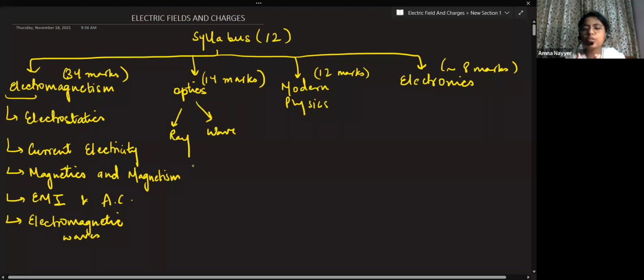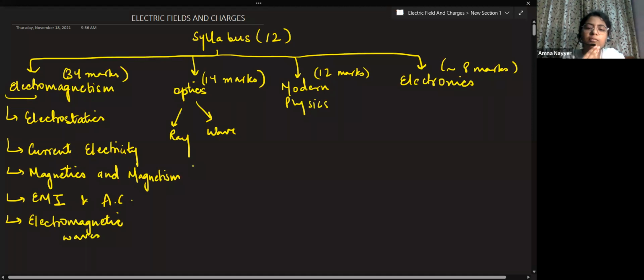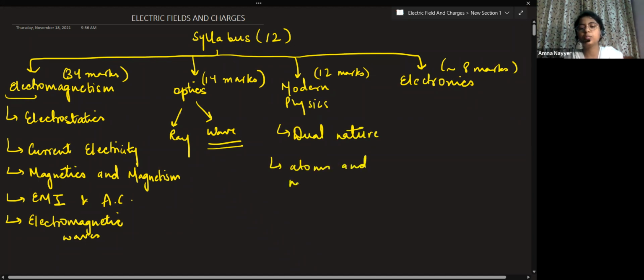Few portions of wave optics, like phenomena of stationary waves and a few basics of waves, you have already studied in your 11th standard when you must have done oscillations and waves. So wave optics is just an extension of it. Then in modern physics, we have dual nature of matter, and we have atoms and nuclei.